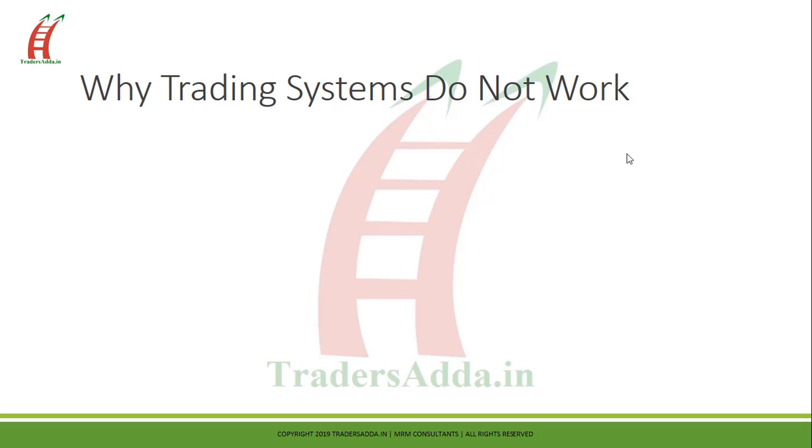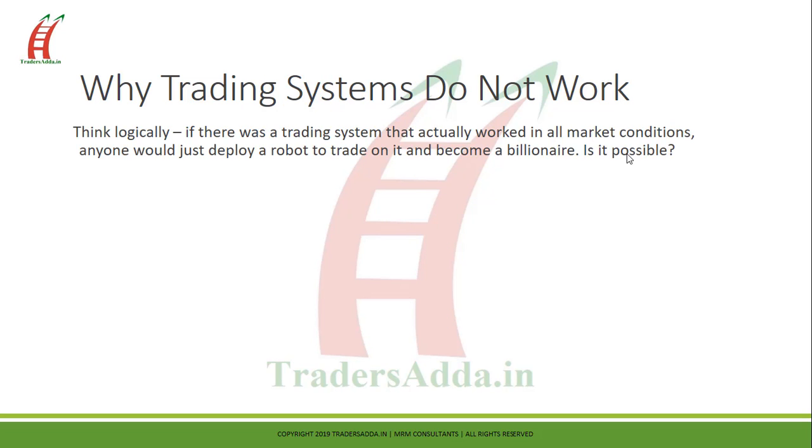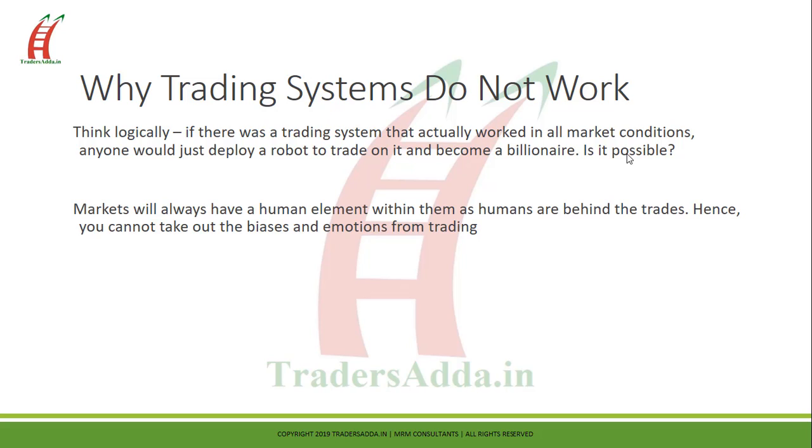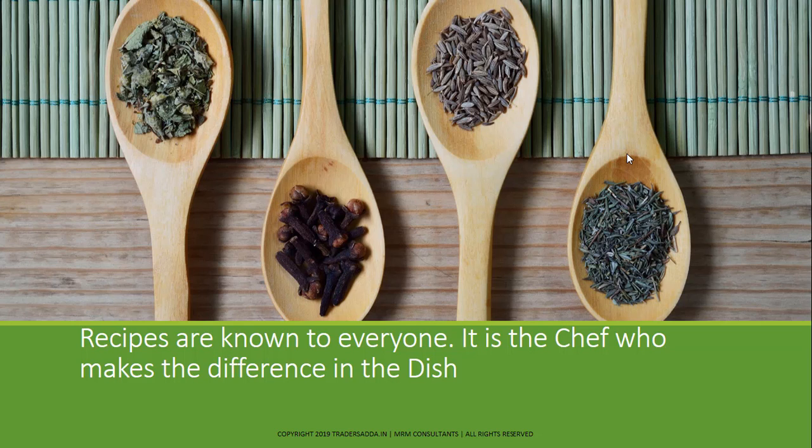Why trading systems do not work? Think logically. If there was a trading system that actually worked in all market conditions, anyone would just deploy a robot to trade on it and become a billionaire. Is it possible? Markets will always have a human element within them, as humans are behind the trades. Hence, you cannot take out the biases and emotions from trading. Recipes are known to everyone. It is the chef who makes the difference in the dish.